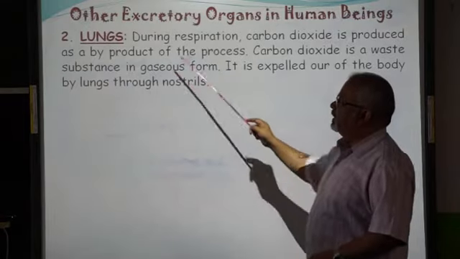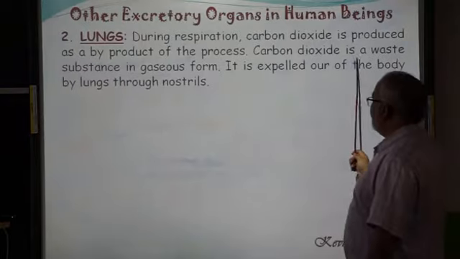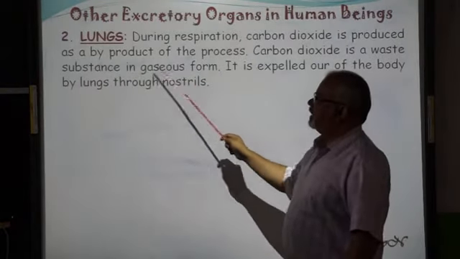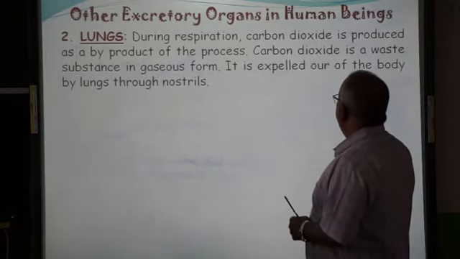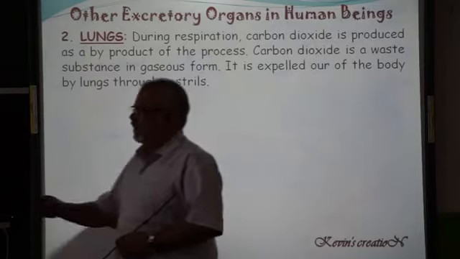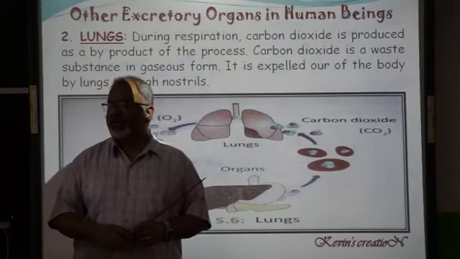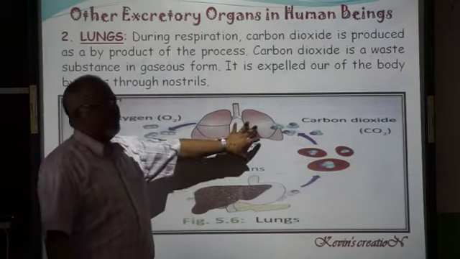And this is done by the pair of lungs. Carbon dioxide is a waste substance in gaseous form. It is a gas. It is expelled out of the body by the lungs through the nostrils. Now here in this picture you can understand it very well. This is the pair of lungs.